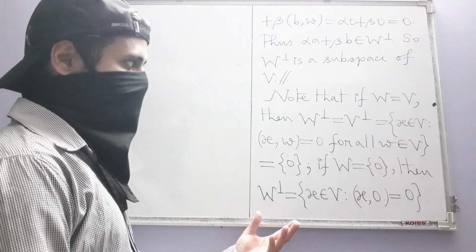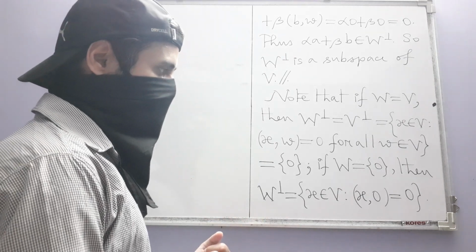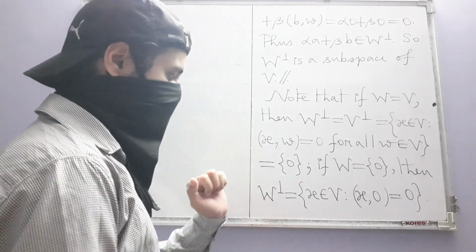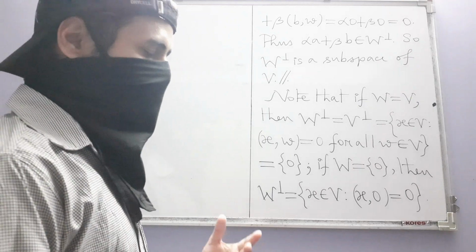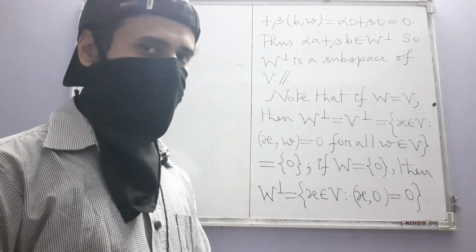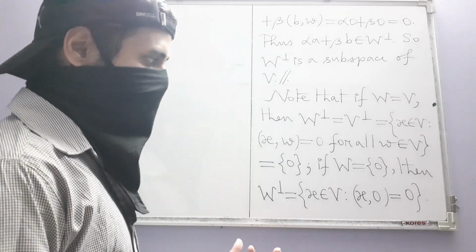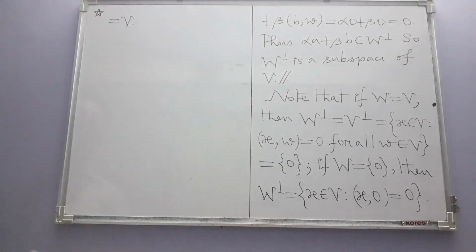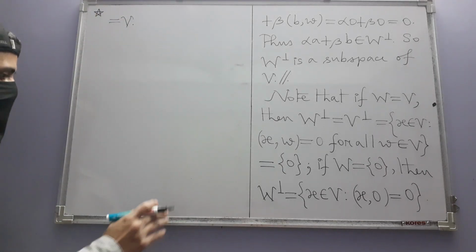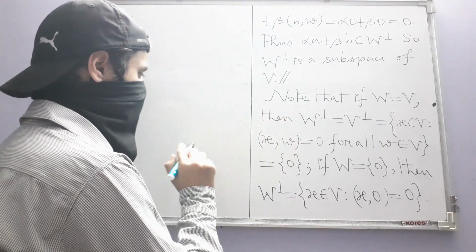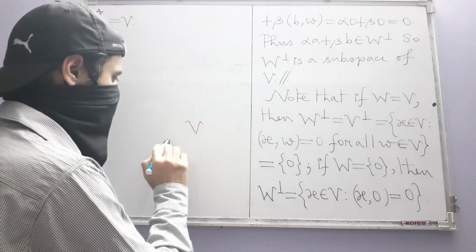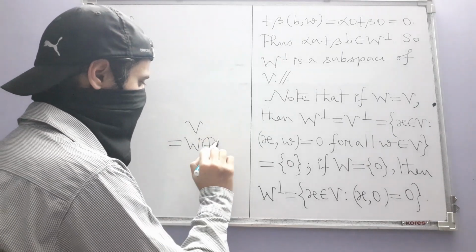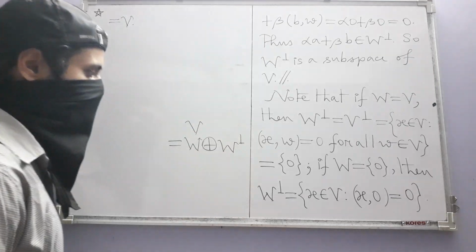So this tells us that there is some relationship between these two spaces, W and W orthogonal, that if one of them is large, then the other becomes small. Together they maintain something, and that maintenance can be understood once we prove that for a finite dimensional space V, actually V is the direct sum of W and its orthogonal complement.